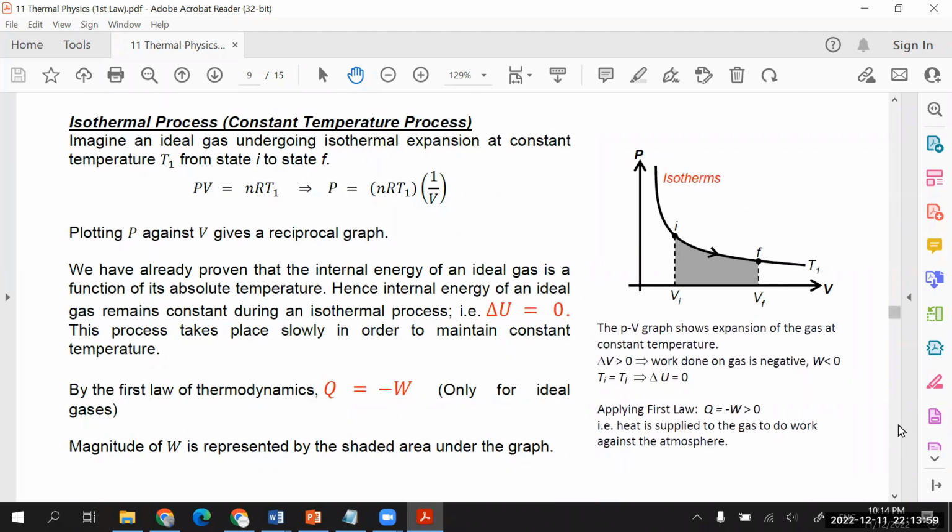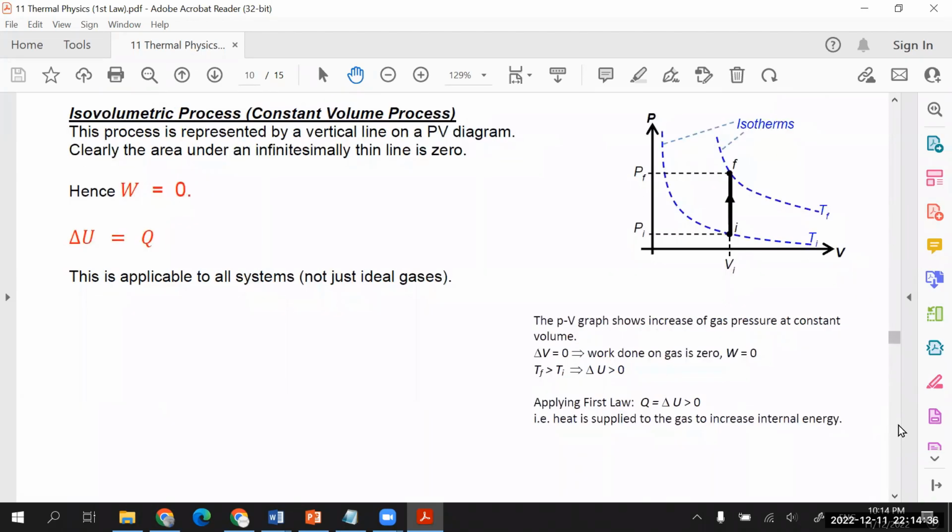First, talk about isothermal process. Isothermal means constant temperature. Now remember, when the temperature is constant, delta U is 0. It means there is no increase in the internal energy because temperature is constant. Remember that internal energy is proportional to temperature. So when temperature doesn't change, internal energy also does not change. So delta U becomes 0. So by the first law of thermodynamics, Q will be equal to minus W. Next, we talk about isovolumetric process.